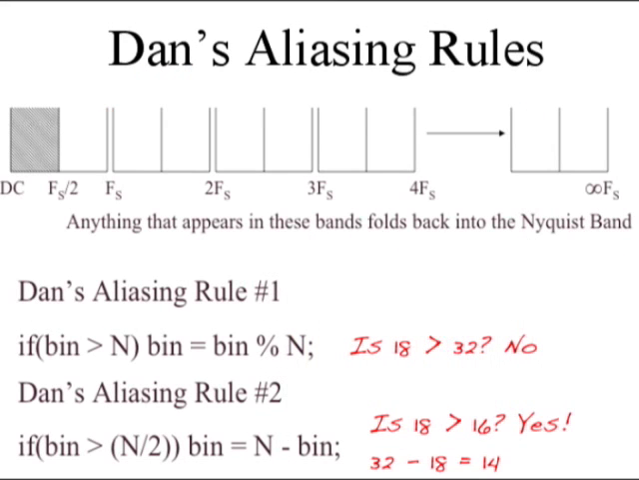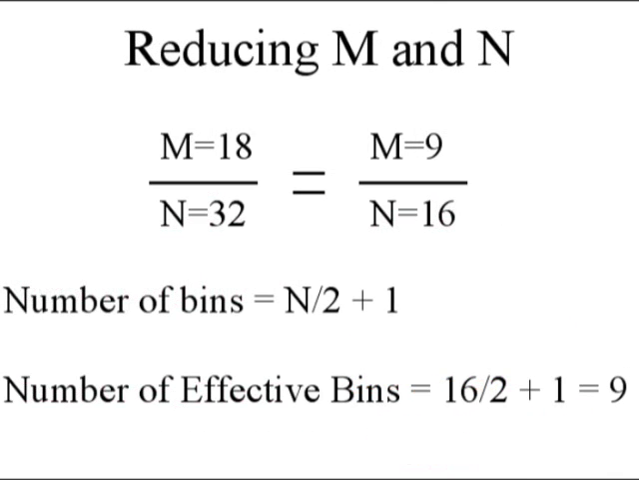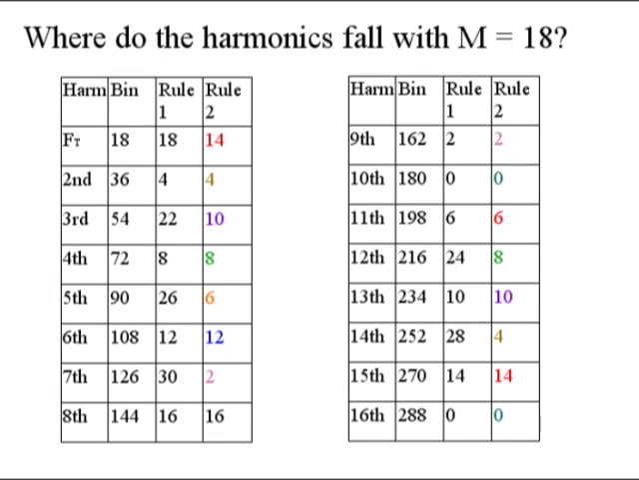The fundamental aliases back down into bin 14, while the third harmonic, which ends up way up in bin 54, which again we can't see, aliases back down to bin 10. Now it should be pretty obvious that 18 is going to be a problem because it reduces to 9 over 16, so our effective number of bins is actually only 9. So there's only 9 places for things to go, and you can see in our harmonic chart there's a lot of repeats, and there's nothing that can be done. Don't use an M and N that are not mutually prime.